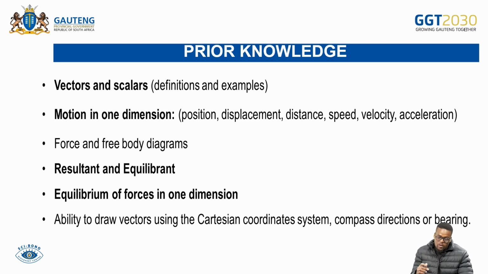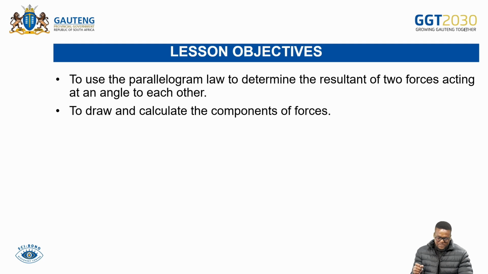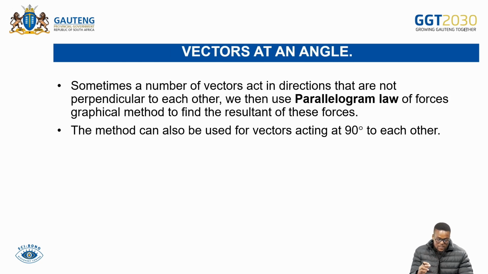So right now we're going to be focusing on how to use the parallelogram law to determine the resultant of two forces acting at an angle to each other, right? And then after, we have to do how to draw and calculate the components of forces. So let's say maybe we've got a force which is given at an angle with the horizontal. So how do we find the resultant of that force? So we have to use the parallelogram law of forces. Okay, so let's start with our lesson.